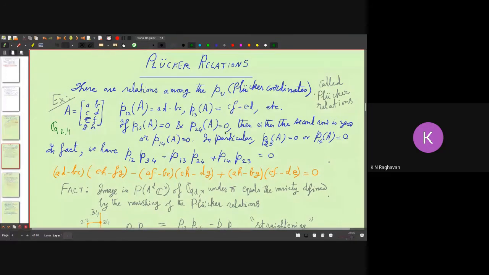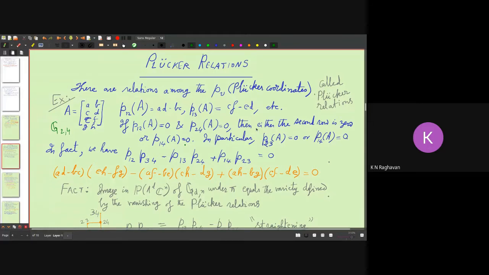This submatrix is 0. Then I claim either the second row is 0 or P14A is equal to 0. Why is that? If the second row is 0, I'm done, because I'm saying either the second row is 0. So if the second row is non-zero, then the first row is a multiple of that second row, right? And the fourth row is a multiple of the second row. So both those rows are multiples of this non-zero row, and therefore P14A is 0. Okay. So in particular, P23A is 0 or P14A is 0.